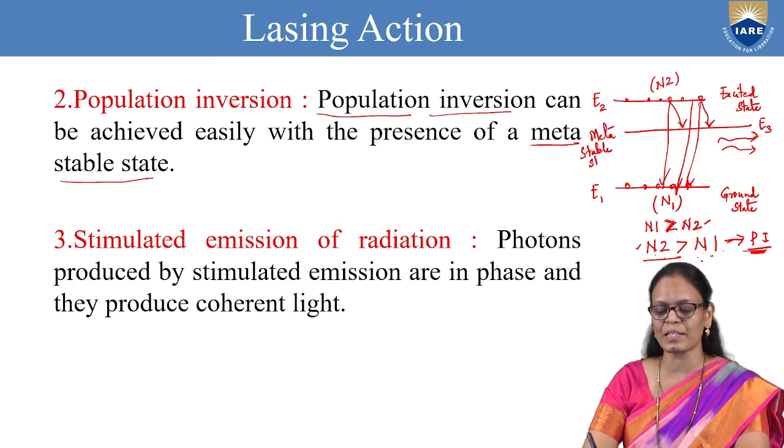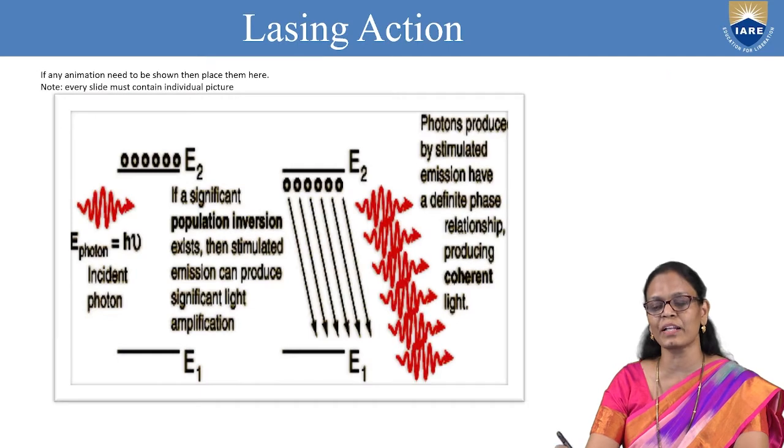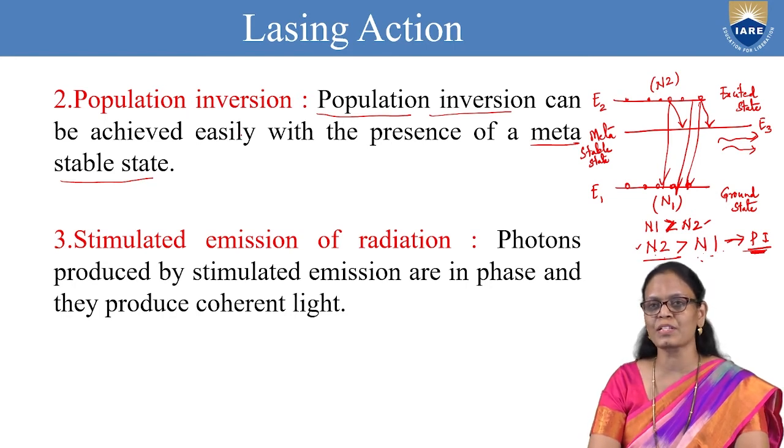So in the metastable state, what is happening? The atoms can stay for a relatively longer time. And because they stay for a relatively longer time, we get the time to stimulate them and bring them down. So population inversion can be achieved with the help of a metastable state.